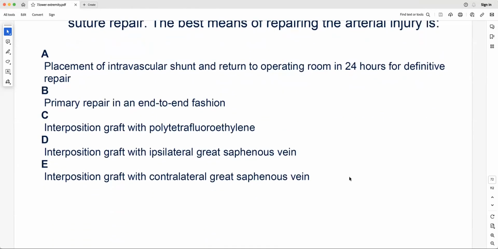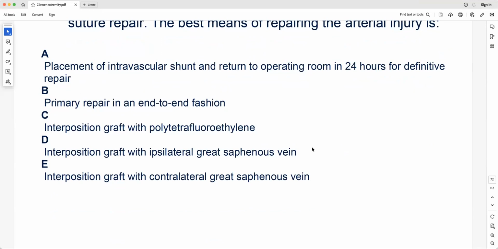And tell me what. Placement of endovascular shunt and return to the operating room in 24 hours for definitive repair. No, I don't think this is the right answer. Primary repair with end-to-end fashion, but I think the 10 centimeter defect is too long, so I don't think end-to-end could work.